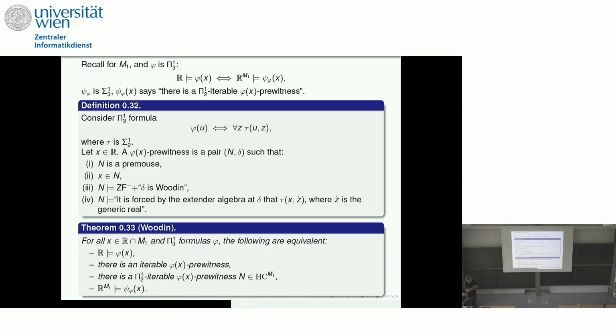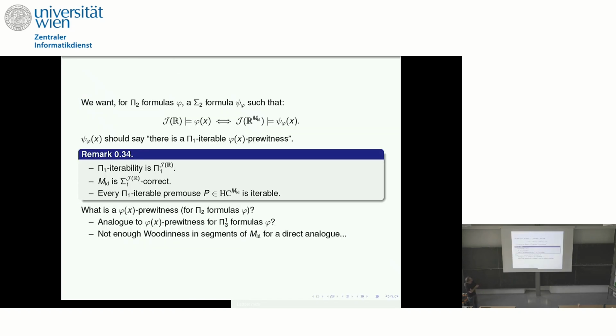there's an extra fact here that every pre-mouse that's in M1, which is pi 1 2 iterable, is fully iterable. So although pi 1 2 is a weak form of iterability, this gives a sigma 1 3 expression about that pi 1 3 statement. Okay, so what we want is to do this for the M ladder level. So pi 2 formulas should convert to sigma 2 over here.